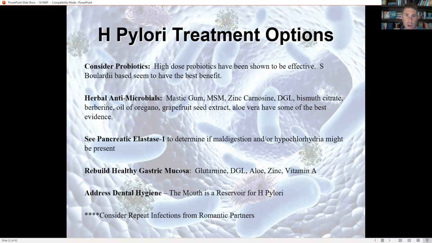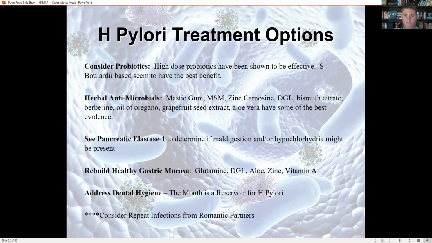Now, H. pylori treatment options. Consider probiotics, like I talked about. Sometimes that can be a good first line. S. boulardii, that beneficial yeast, if you have that in there, could be effective. Also, spore-forming probiotics have been shown to be effective too. Herbal antimicrobials, things like mastic gum, MSM, zinc carnosine, DGL, which is deglycyrrhizinated licorice root, bismuth citrate, berberine, oil of oregano, grapefruit seed extract, and aloe vera have some of the best evidence against H. pylori.